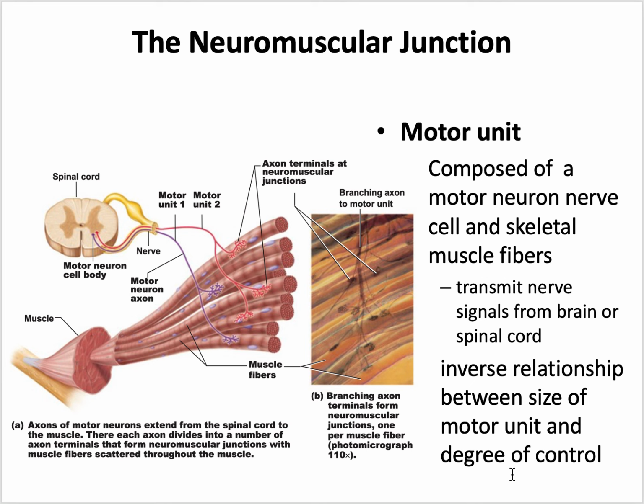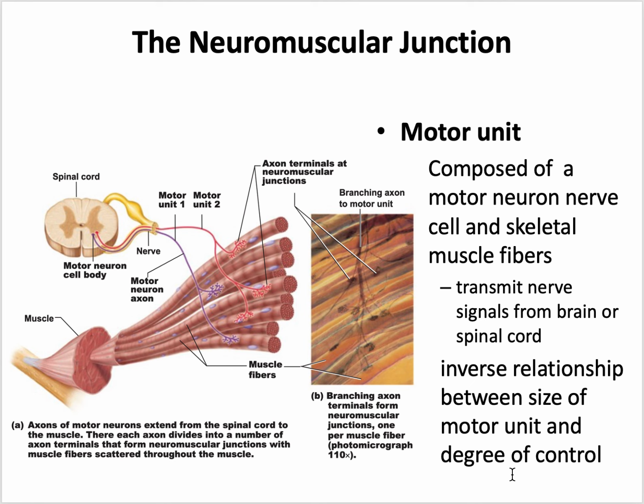So think really small motor units are found in like the muscles of your eyes as well as the muscles of your hands. You have really fine motor control in your fingers and your hands. So you're going to have one motor neuron only innervating a few muscle fibers. So you get really fine-tuned control.